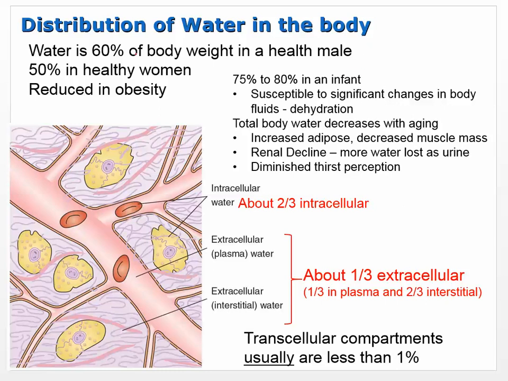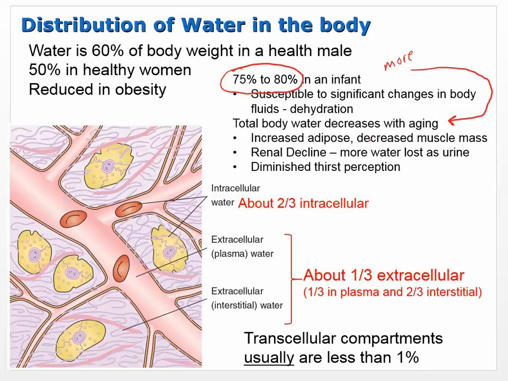So the distribution of water is about 60% of the body weight in a healthy male, 50% in a healthy female. Here's something to remember: 75 to 80% of an infant's body weight is water, so they have more water. And I'll tell you right now, you have a total body water decrease with aging. So that means elderly people will have less water in mass than an adult, and definitely more than an infant. So as you age, you have less and less water.